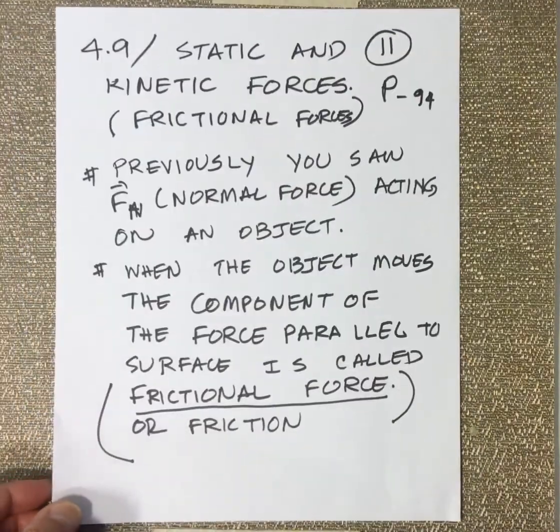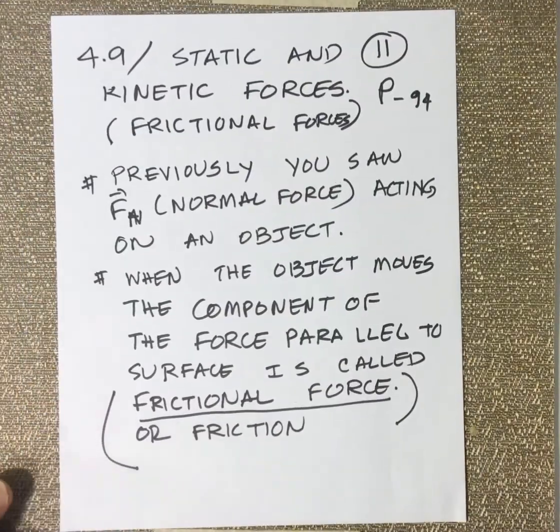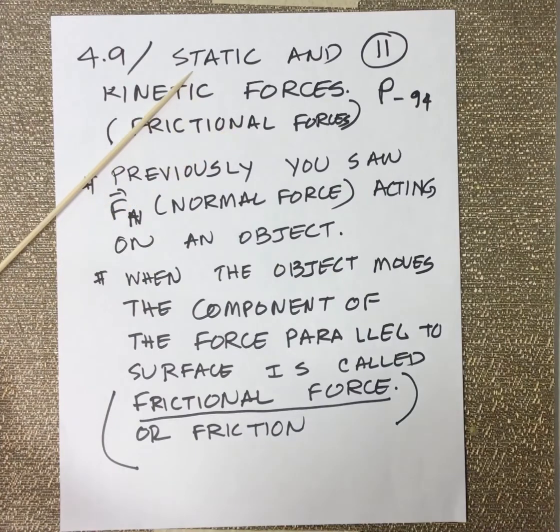Okay, before we go to that last topic, we have two different types of frictional forces, as you see. One is static friction, the other is kinetic friction. Static friction is no motion, it's just standing somewhere, but there is still friction. Kinetic friction is when the object moves from one point to the other point.